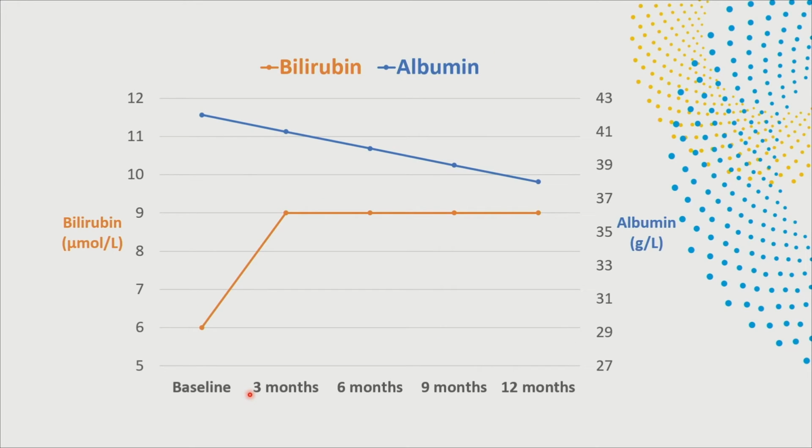We also observed a small decrease in median albumin over the time period for reasons we're unable to really fully explain, and also a numerically small but statistically significant rise in median bilirubin, again from baseline to 3 months, which remained stable thereafter.